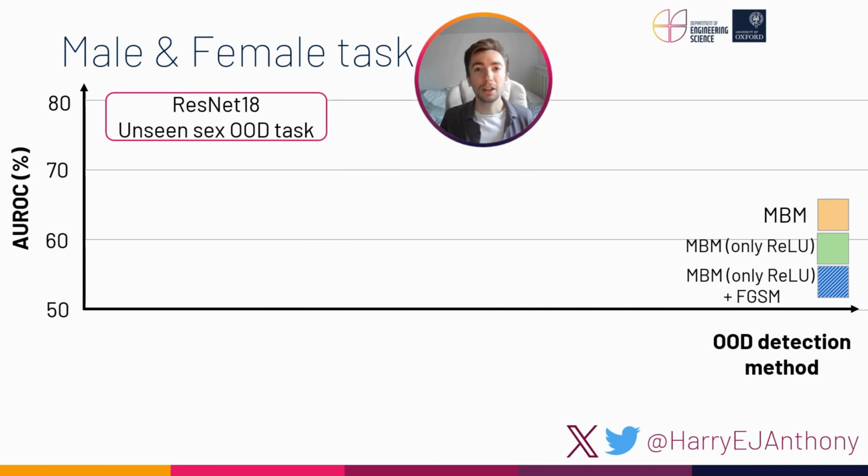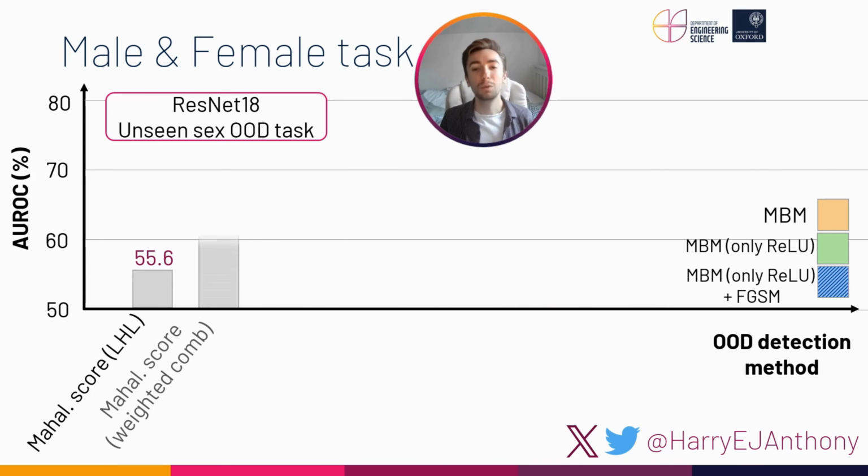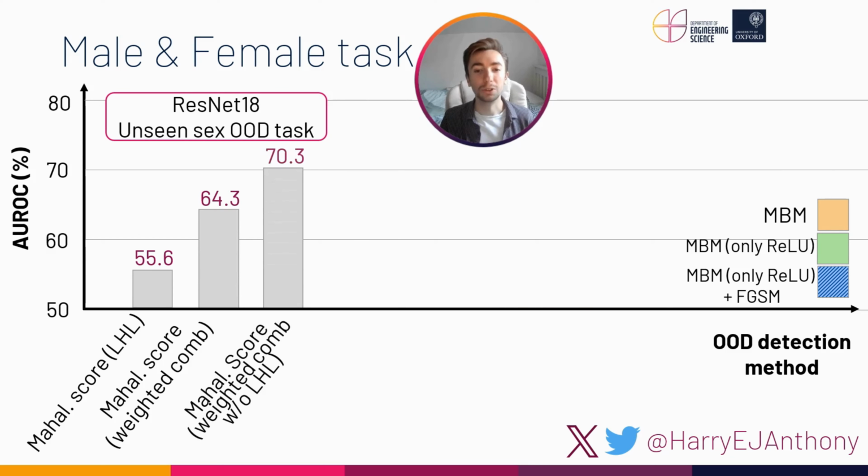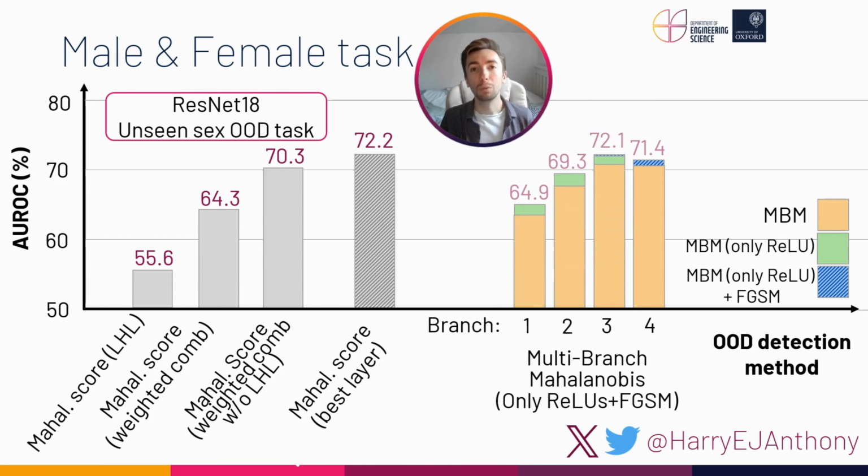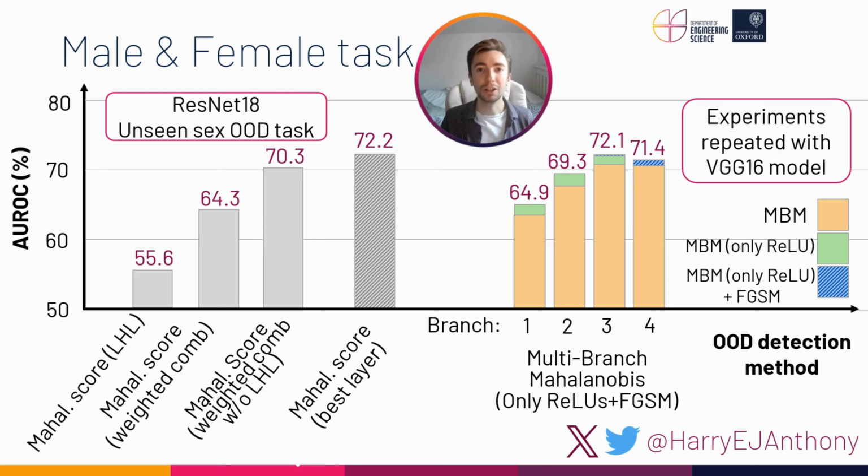Quickly running through our unseen sex task, we can reconfirm the trends we saw with the pacemaker task. But I want to highlight here that looking at the third branch, that has a better AUC than the fourth branch in this method, which again highlights the benefit of using multiple detectors for Mahalanobis score. These trends were also reconfirmed on a VGG model, which I'm not going to go through today, but please check out our paper if you're interested.